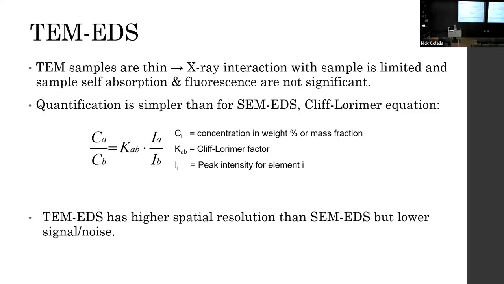Now, most things in a TEM are more complicated than in an SEM, but somehow EDS is simpler, which is quite nice. Because you've got a thin sample, you don't get all of the reabsorption and the fluorescence effects that you have in an SEM, where you have that big volume of interaction. The sample is thin, and so you can kind of ignore those effects. So quantification is actually just limited to this equation here. You can work out the concentration of elements just by measuring the peak intensities of that element. And then we've got a factor here, which we can look up. So it's actually much easier to quantify.